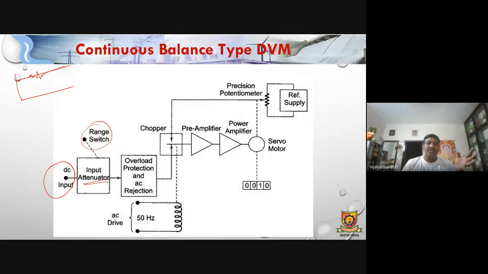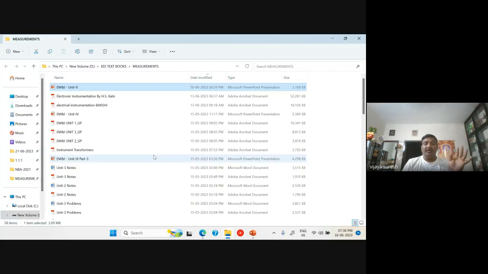Overload protection means, let us say you have selected the 100 volts range, and if the input is 120 volts, then automatically 20 volts is the overload. So the overload protection circuit will activate and it will stop the signal from proceeding to the next level.